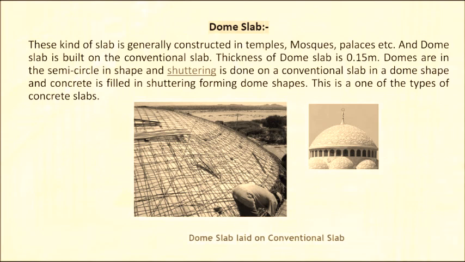Dome slab. This kind of slab is generally constructed in temples, mosques, palaces, etc. And dome slab is built on the conventional slab. Thickness of dome slab is 0.15 m. Domes are semicircle in shape and shuttering is done on a conventional slab in a dome shape and concrete is filled in shuttering forming dome shapes. This is one of the types of concrete slabs.